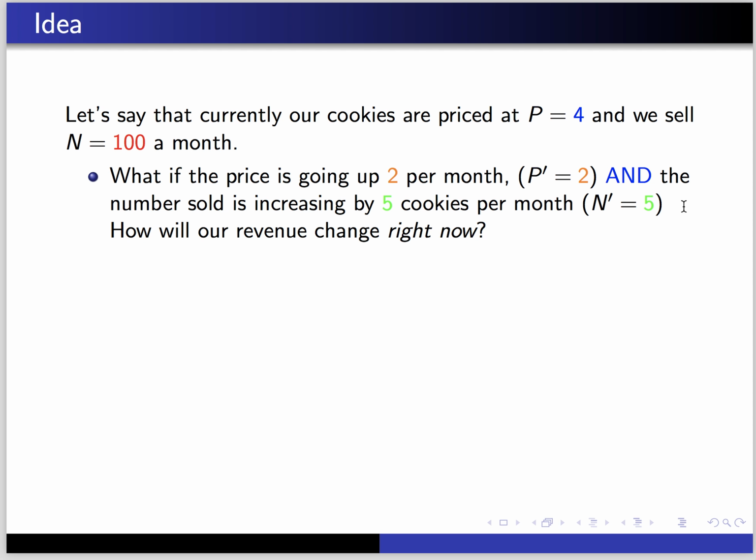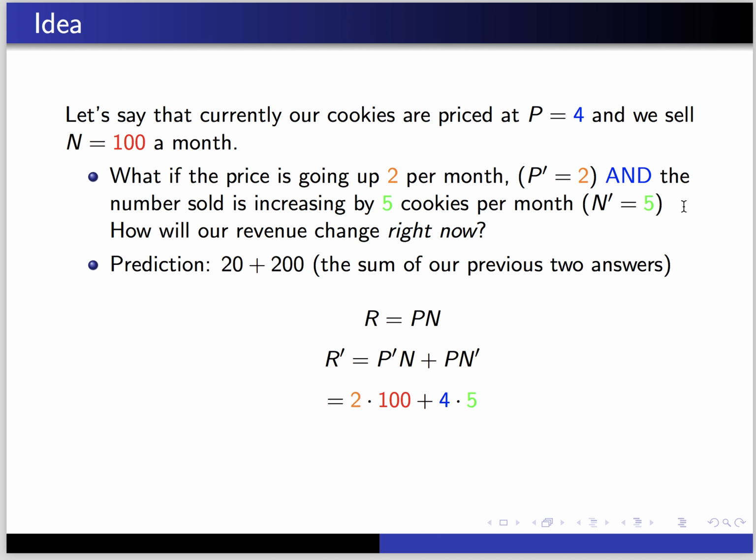And we want to know how our revenue is changing, right? So our prediction, I think, is that, well, it's probably a combination of the two things we saw before, right? Increasing the price is going to bring in some extra revenue. Increasing the number of customers is going to increase the revenue. And so we would kind of predict that we should be adding that $20 and that $200, right? And if you try to remember what those numbers were, well, we were really multiplying 2 times 100. That's how we got 200, and 4 times 5, that's how we got 20.